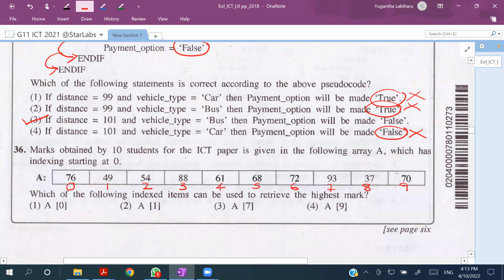So the highest mark, what is the highest mark over here? It's the 93, right? This is the highest mark. So if it is the highest mark, this is going to be the index of the highest mark. So if the array's name is A, the highest mark is referenced by A within square brackets 7.